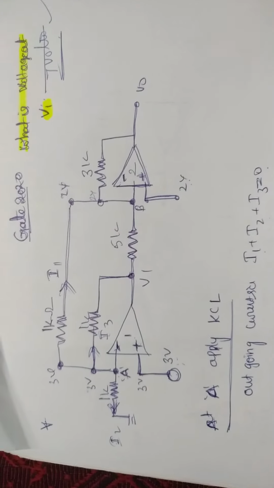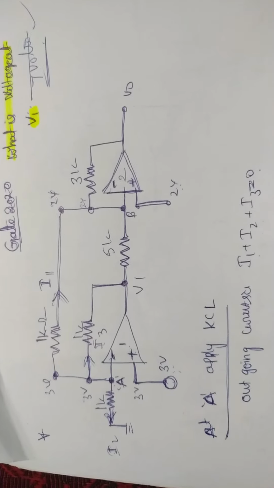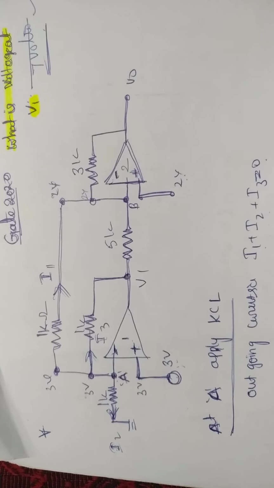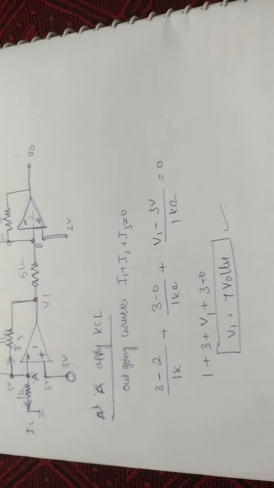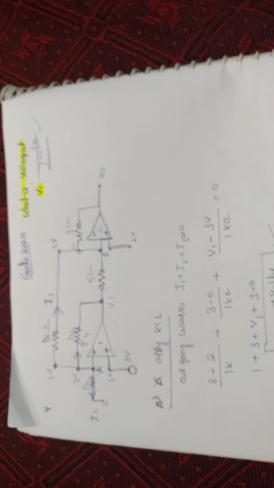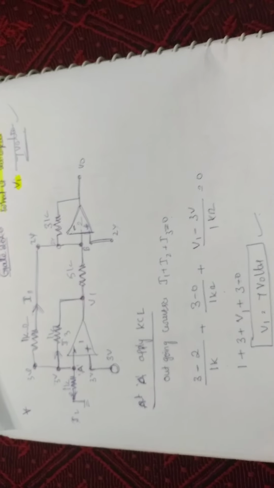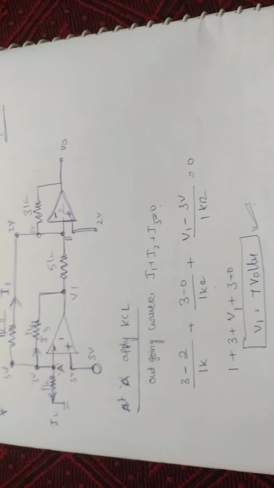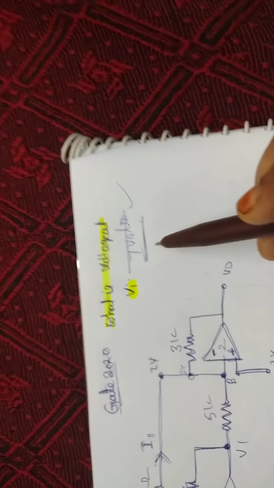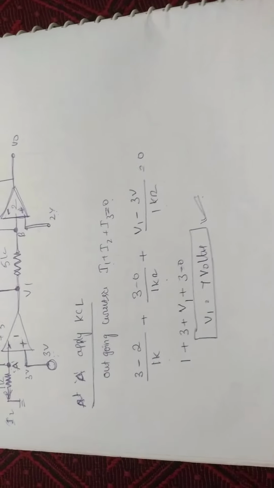Simply, we have to identify what type of feedback it is, apply the virtual ground concept, and apply the concepts of network theory. That's it, a very easy question. If you see the circuit it looks more complex, but it is very easy to solve. Very simple. The right answer for this question is 7 volts. Okay, thank you.